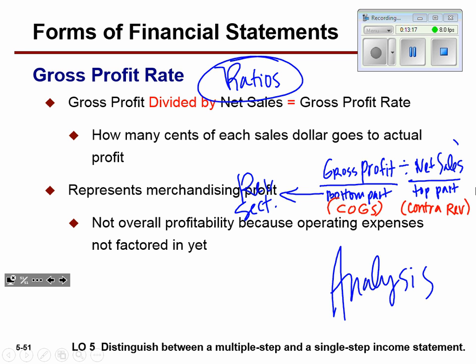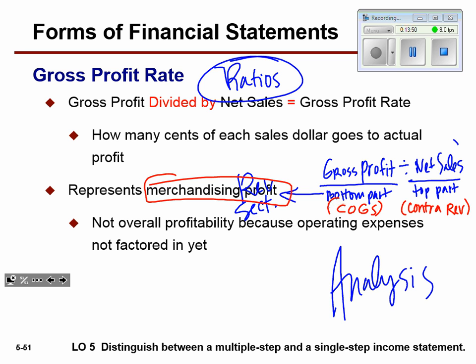So net sales says, here's our money in minus what people returned, and the other one, I'm drawing a blank, sales discounts. Gross profit takes into account net sales, but then factors in that other contra of COGS. Basically, what does it mean from the analytical approach? It represents our merchandising profit.